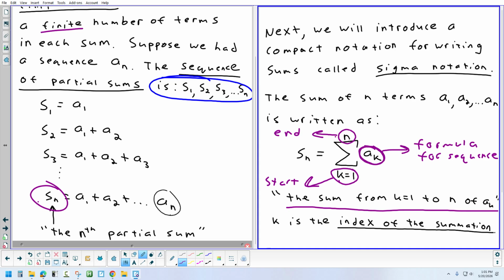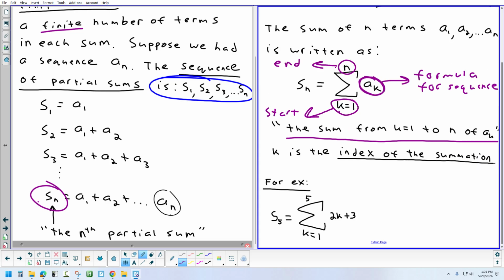Okay, I'm going to show you an example. We'll do one out, not a big one, just a small one. So we're going to add up 5 numbers. This is the formula that's going to create the numbers we're going to add together. So the way that you get the numbers is you start with 1, you plug it in for k, and then you continue going up by 1 each time until you get to 5. And that's the last number we're going to plug in for k, and then we'll stop.